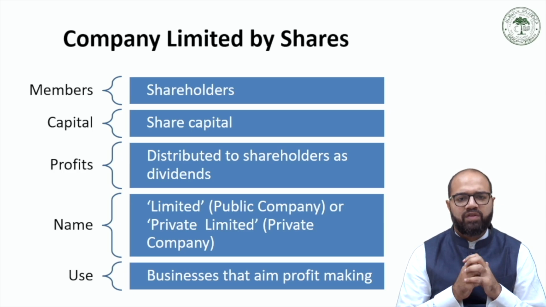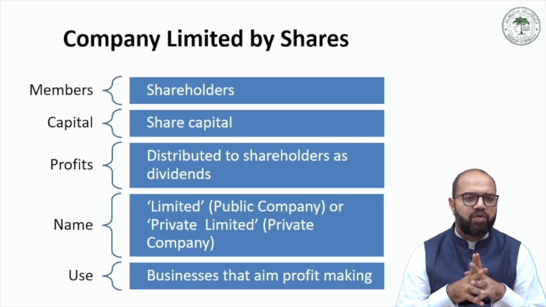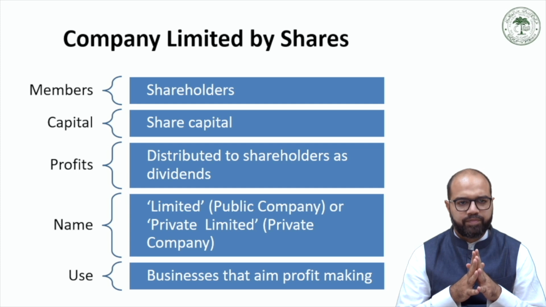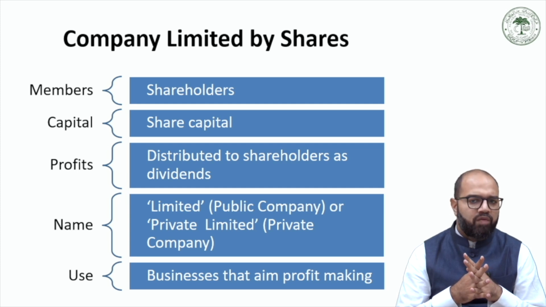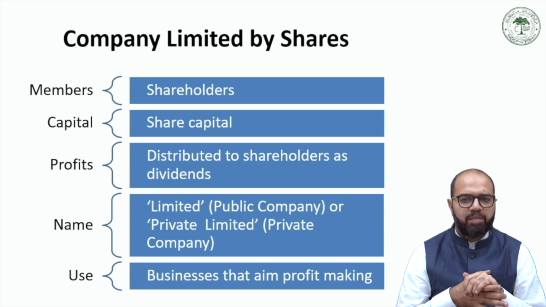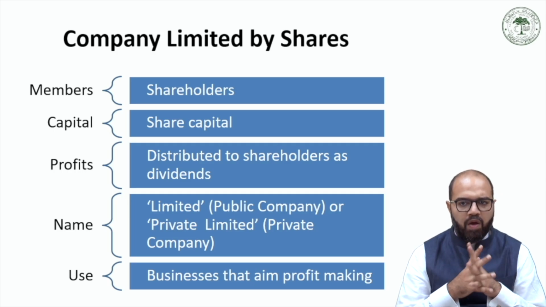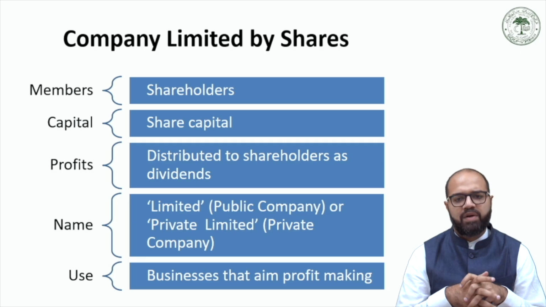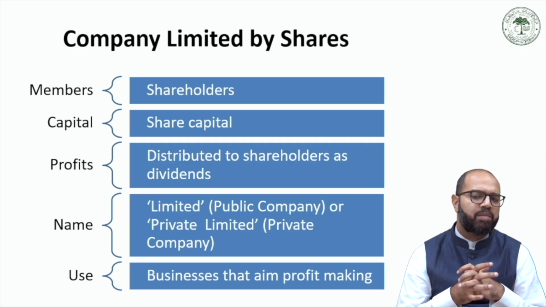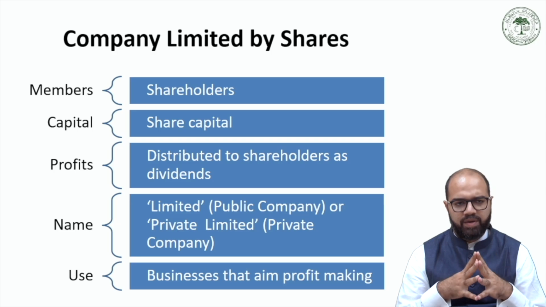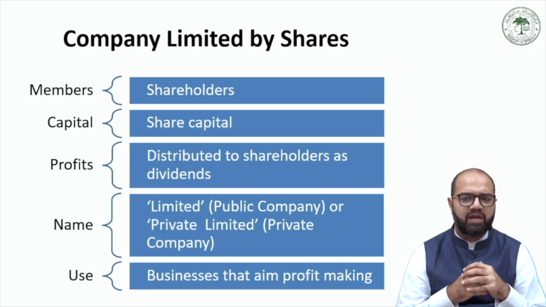Now the shareholders in a company limited by shares are entitled to profits which are distributed to them as dividends. Along with the name of the company, the word limited or the words private limited are added. The word limited is used in case the company limited by shares is a public company. On the other hand, the words private limited are used if the company limited by shares is a private company. What is a public company and what is a private company shall be discussed in a later lecture.